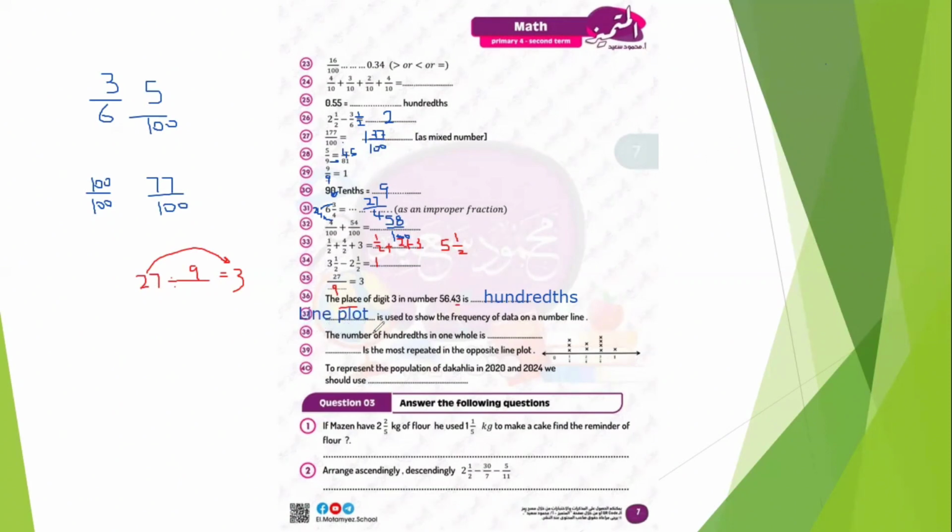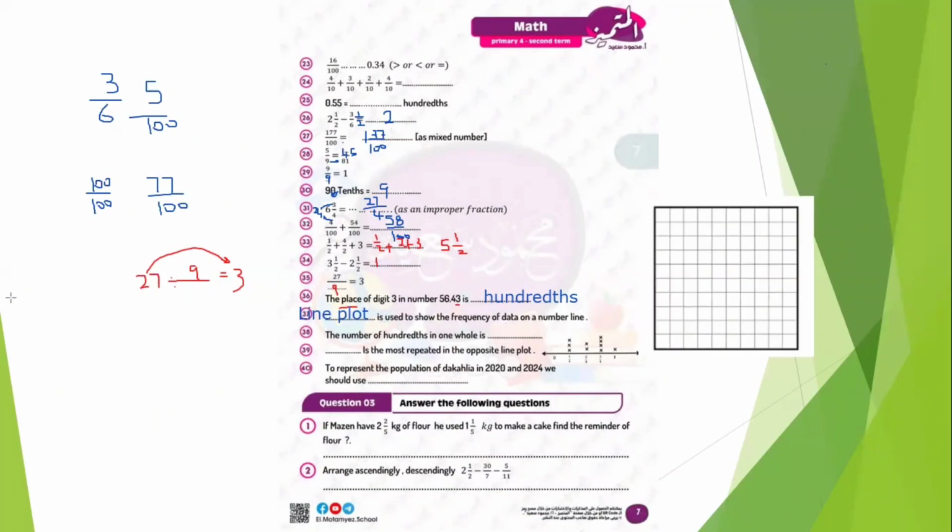38. The number of hundredth in one whole. This square is divided into 100 small squares. Each small square represents 1 out of 100, or one hundredth. So this is one whole, so we have 100 hundredth.